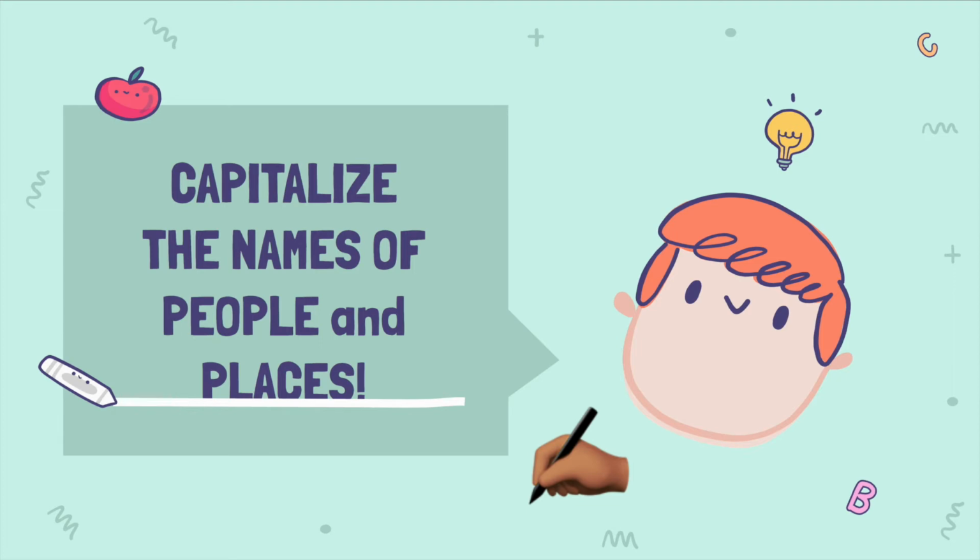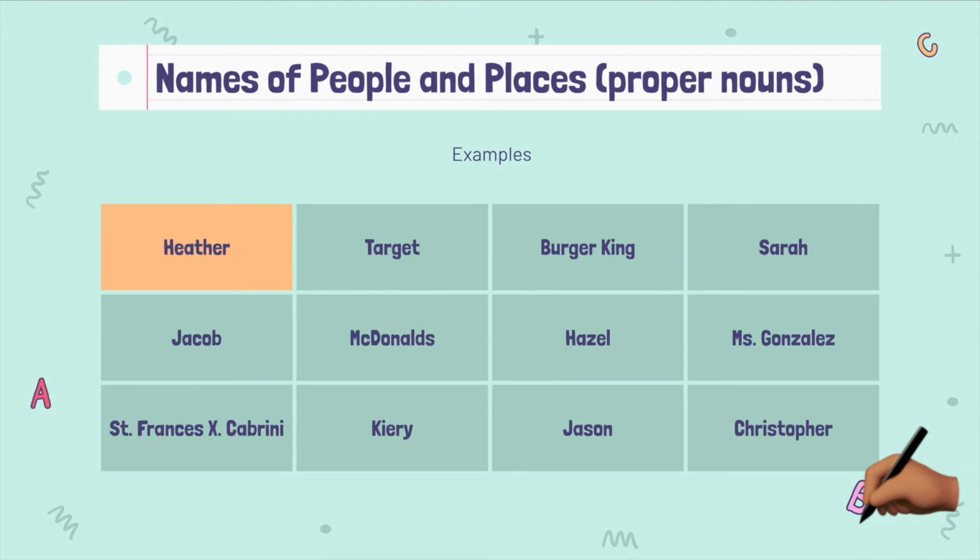The second rule is to capitalize the names of people and places. That is our second rule, that we need to capitalize the names of people and places. So here are some examples. Remember that names of people and places are also known as proper nouns. Here are examples. Heather, that's a name. Heather, Jacob, Carrie, Jason, Sarah, Hazel, Christopher. All these are names and they're capitalized.